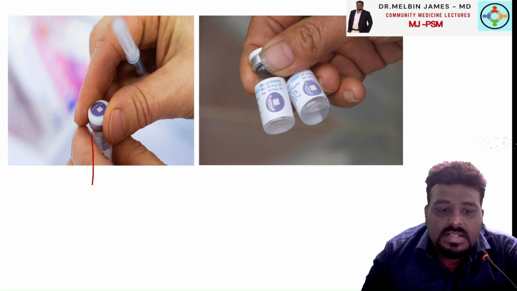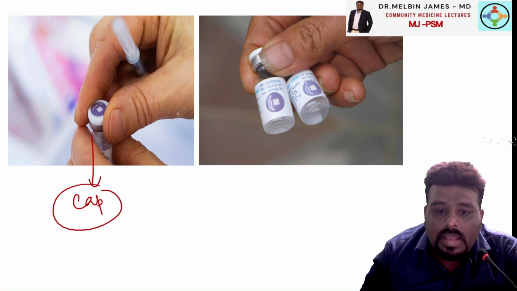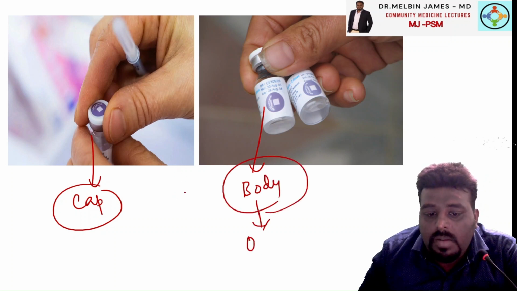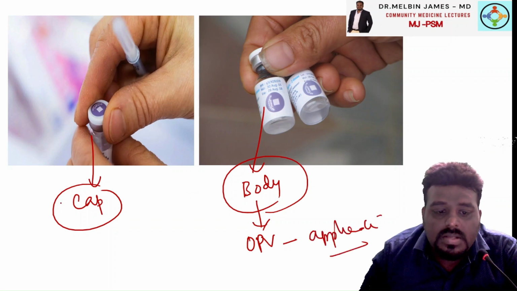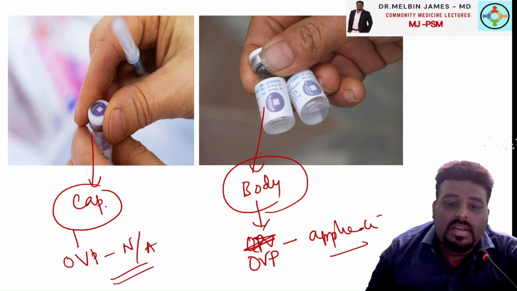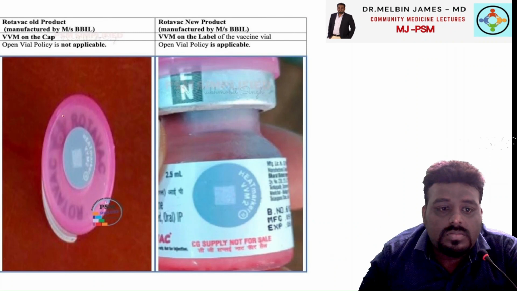As I said, this is in the cap and this is in the body of the vial. If the vaccine vial monitor is in the body, open vial policy is applicable. Open vial policy is not applicable if it is present in the cap.